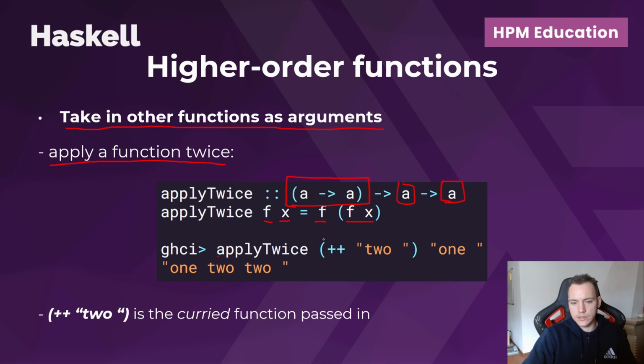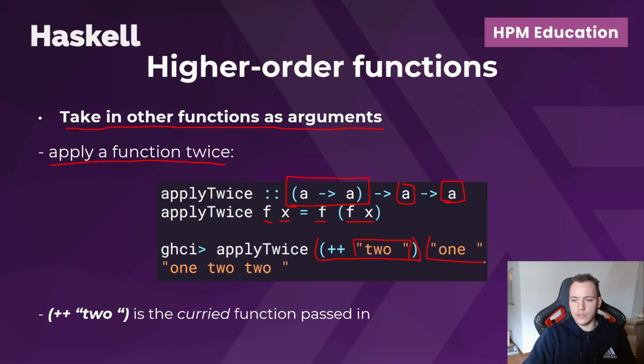So with plus plus and then a string, we know that plus plus is the operator for list concatenation. So it takes in two lists and returns their concatenation. In this case, we apply it to only one argument. So it's a partial application. So this is a function now. This whole thing is a function that accepts another list to join them together, right?